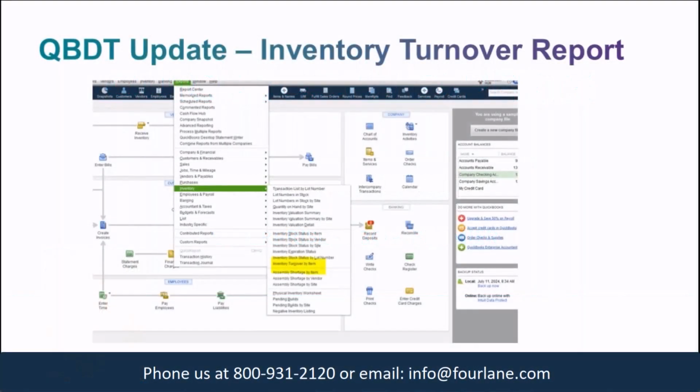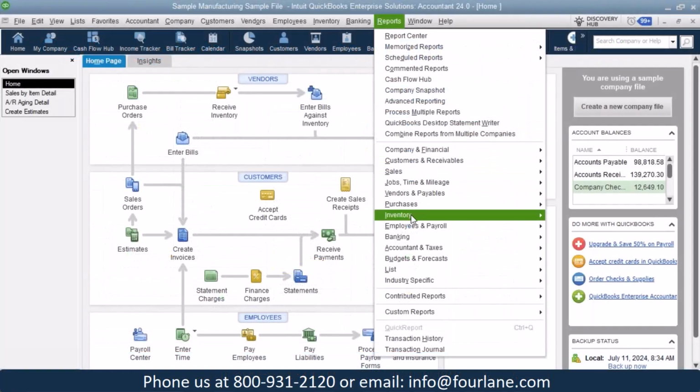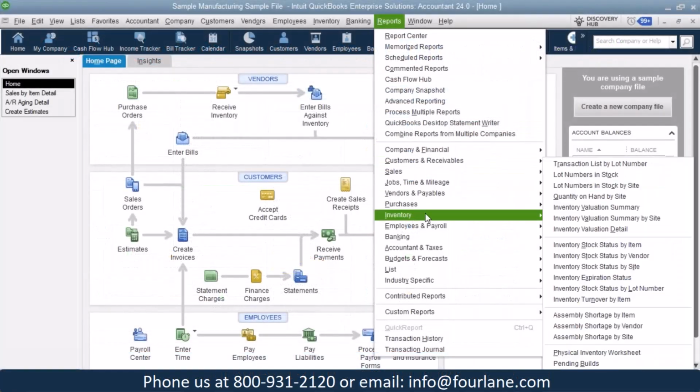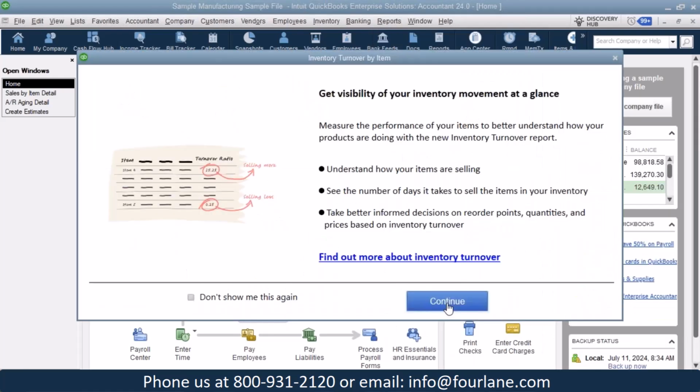So there are 3 new features that were released in July. The first one, which I was so excited about, is the inventory turnover report, okay? Inventory turnover by item, all right?